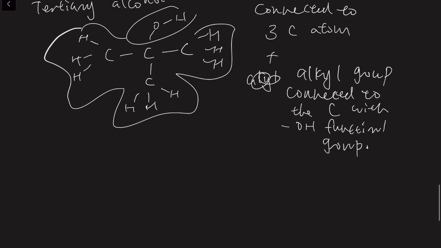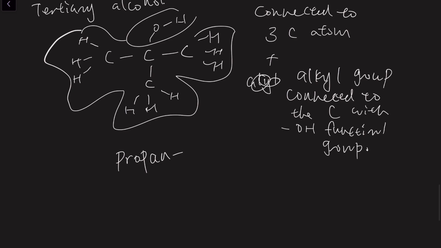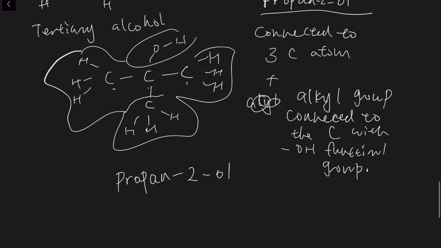For this one, let's have a look. We also have propane, so we drop the E and replace it with OL. And here it's on the second carbon atom, so propan-2-ol. But also don't forget we have this alkyl group on the second carbon atom as well. It only has one carbon, so it's 2-methylpropan-2-ol. So that's how you name this molecule.